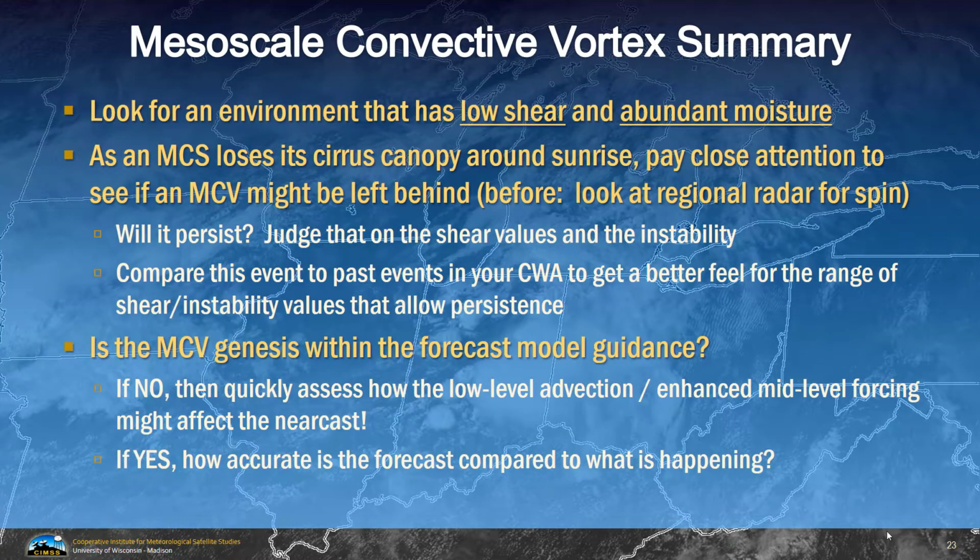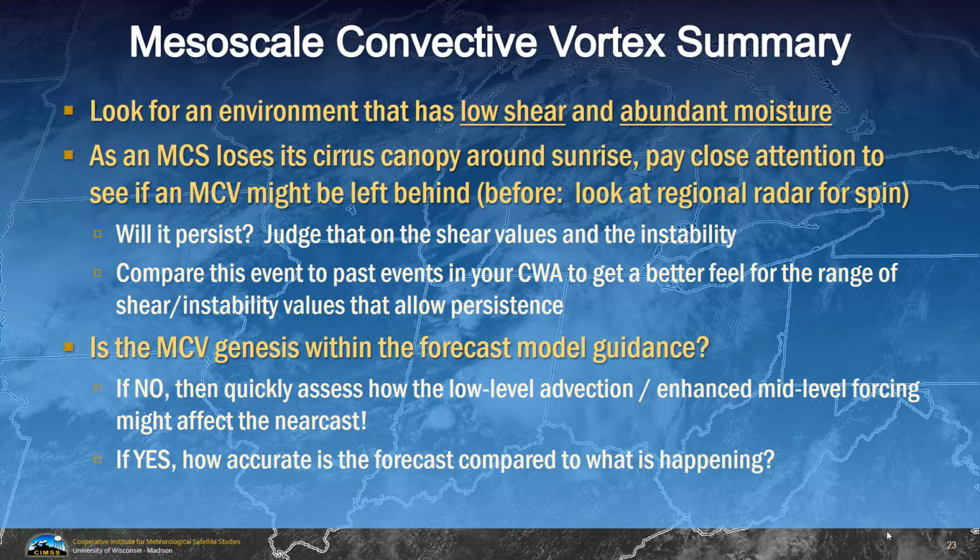Just a couple of summary slides now. For a mesoscale convective vortex, you need an environment that has low shear and abundant moisture. If an MCS is losing its cirrus canopy around sunrise, pay close attention to see if an MCV might be left behind. Before the cirrus canopy is gone, you can be looking at radar too to see if there's mid-level spin.